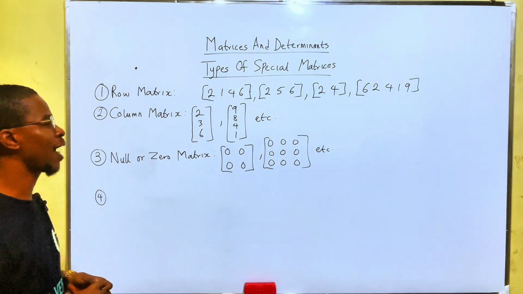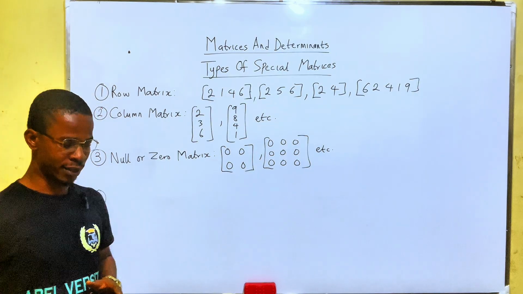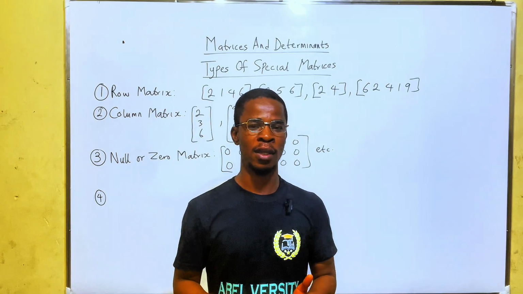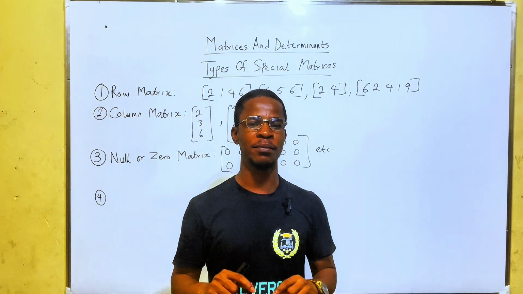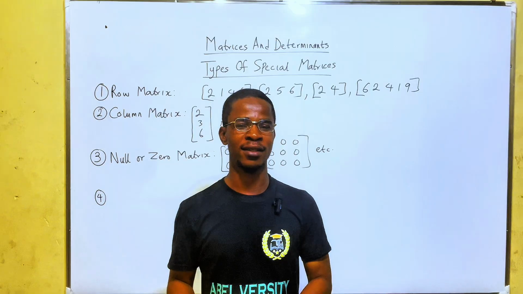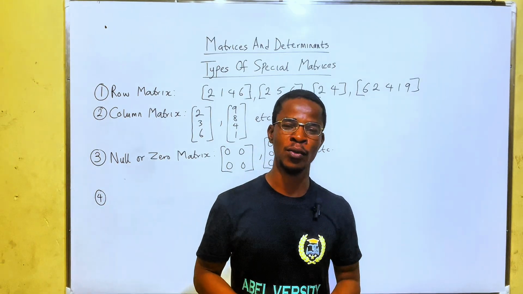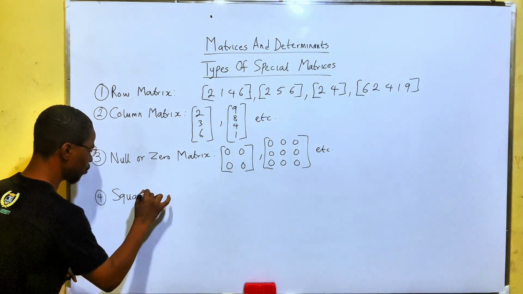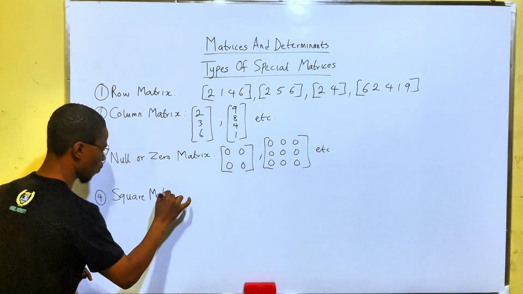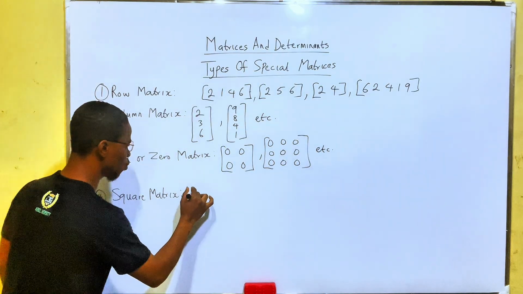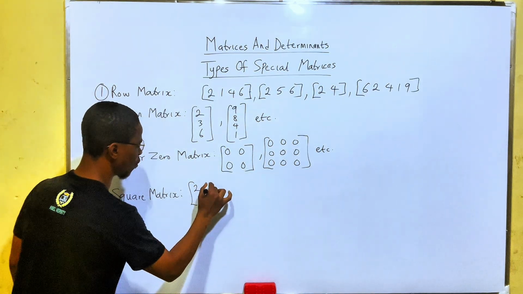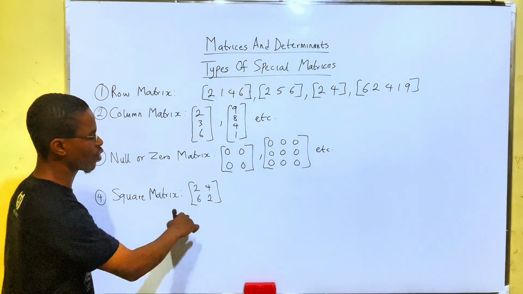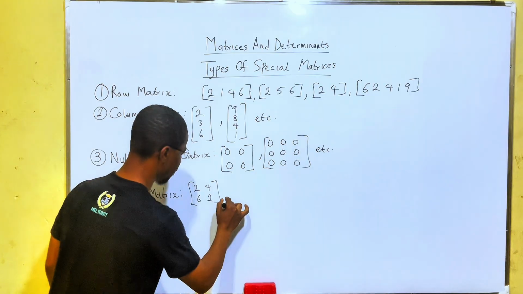The fourth we have is what we call the square matrix. Now, the square matrix is simply a matrix, but if a matrix forms a square shape, it's called a square matrix. Do you get the point? So a 2 by 2, which is like this, 2, 4, 6, something like this. If you observe this, this is a square. We can also have a 3 by 3.